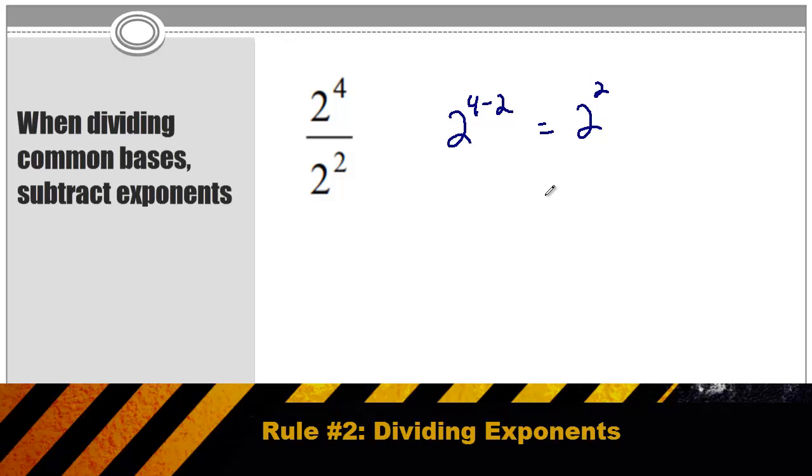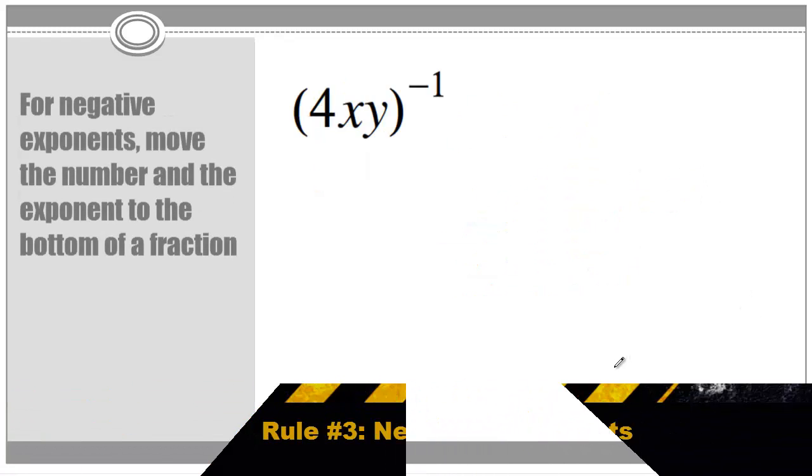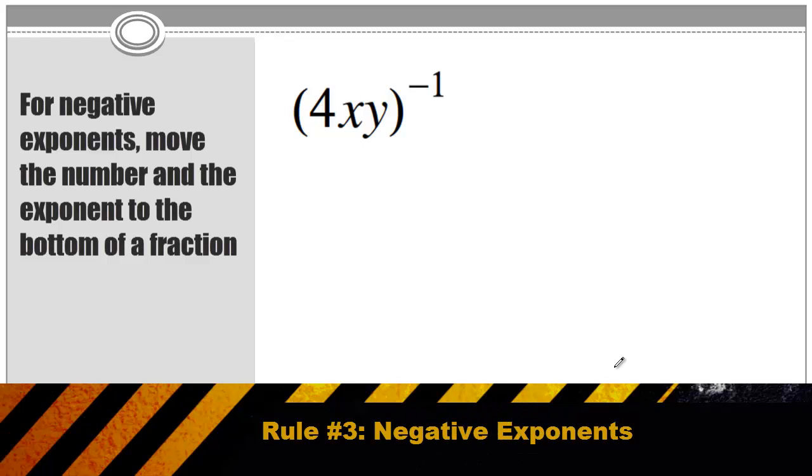If you want to see why that actually works, you could rewrite the problem as 2 to the 4th, which is the same thing as 2 times 2 times 2 times 2, 4 times, divided by 2 squared, which is 2 times 2. If we draw it out that way and we just follow our rules of fractions, the 2 on the bottom cancels out the 2 on the top, and we're left with 2 2's on the top, which is 2 squared. Your next rule has to do with negative exponents.